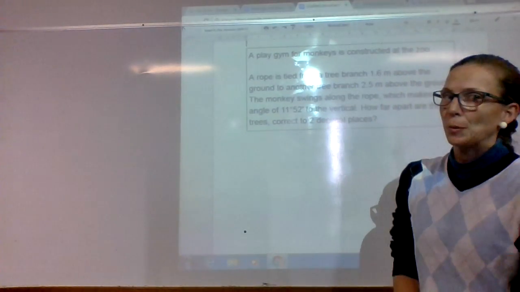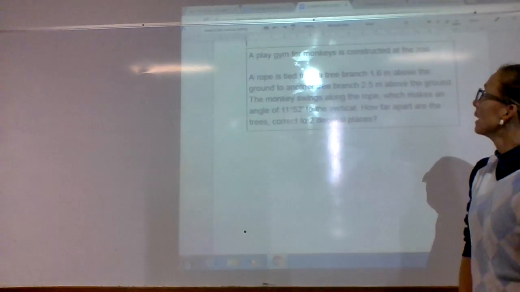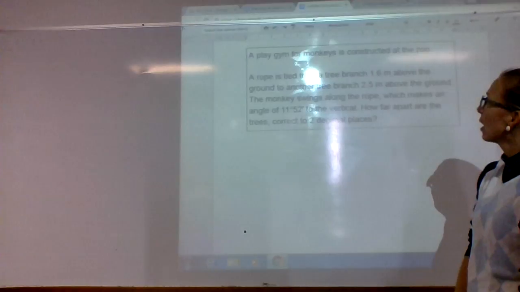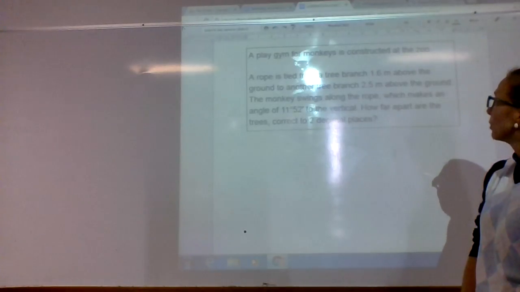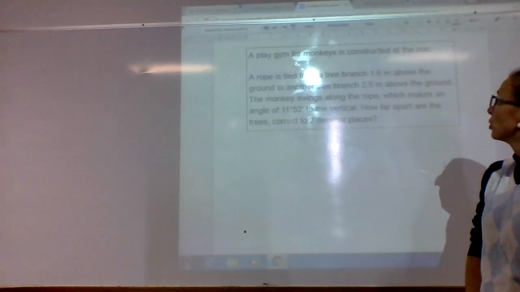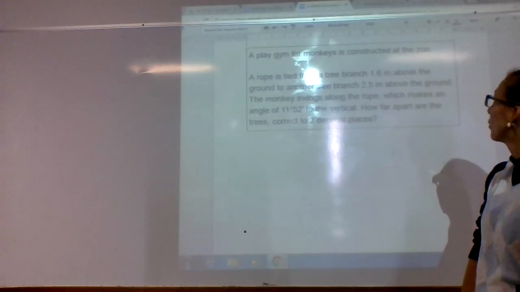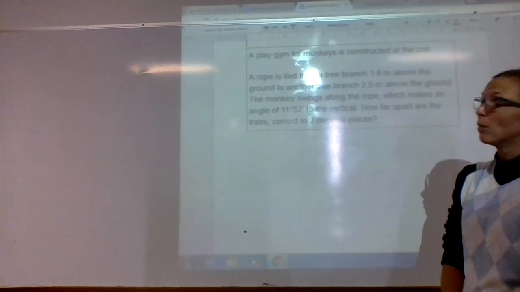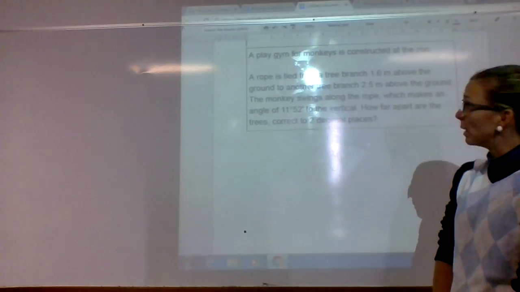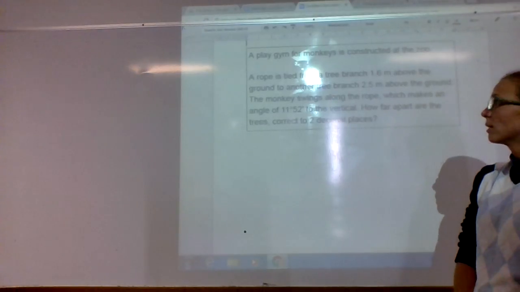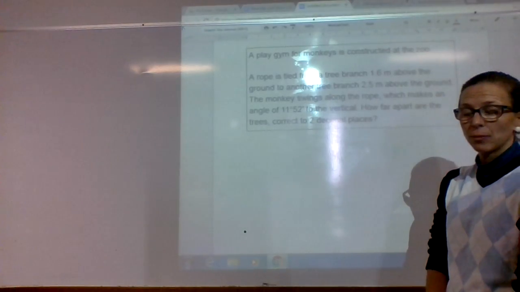Here's my first question. A play gym for monkeys is constructed at the zoo. A rope is tied from a tree branch 1.6 metres above the ground to another tree branch 2.5 metres above the ground. The monkey swings along the rope, which makes an angle of 11 degrees and 52 minutes to the vertical. How far apart are the trees? Correct to 2 decimal places.